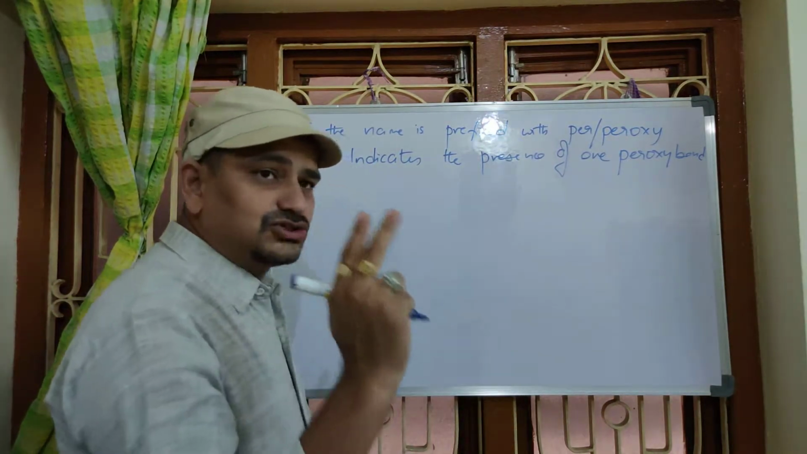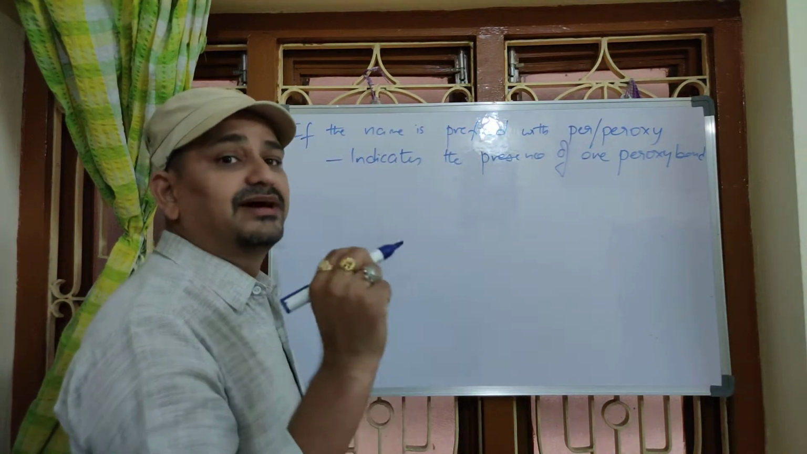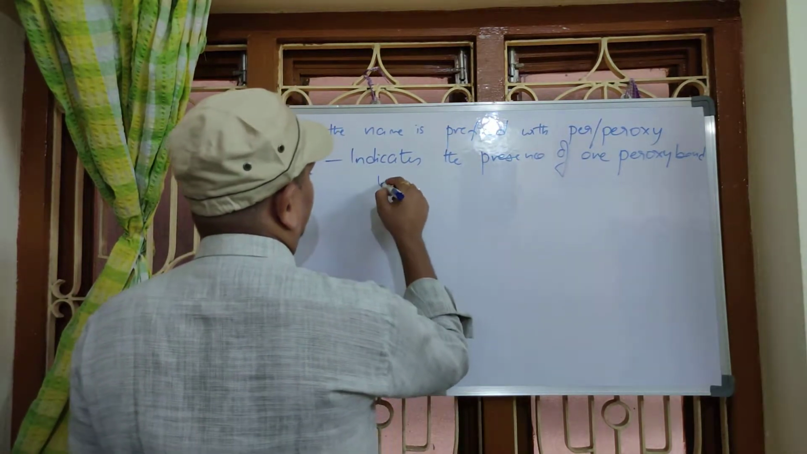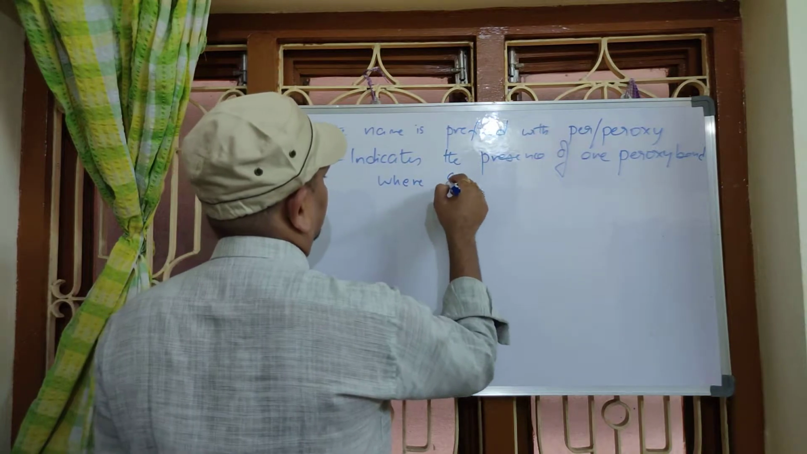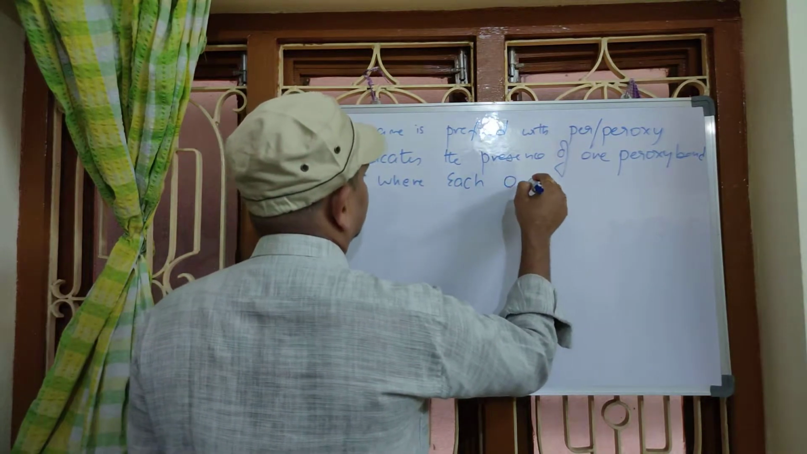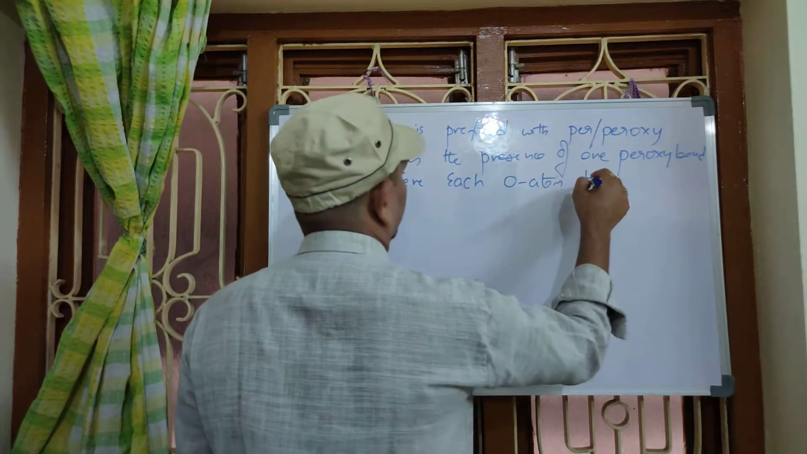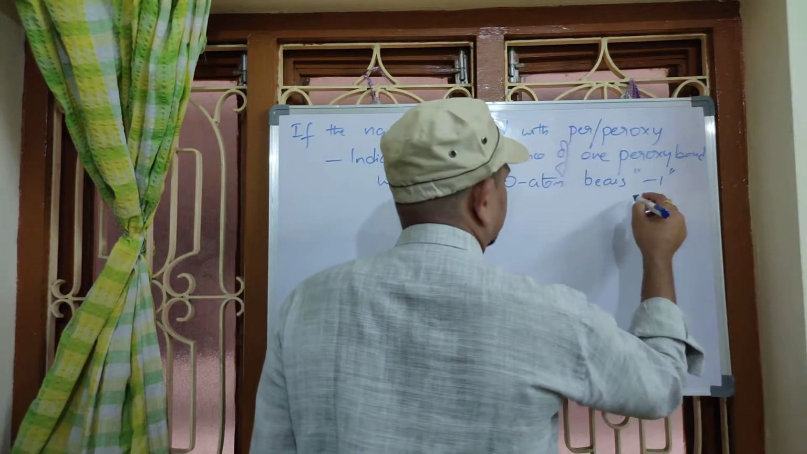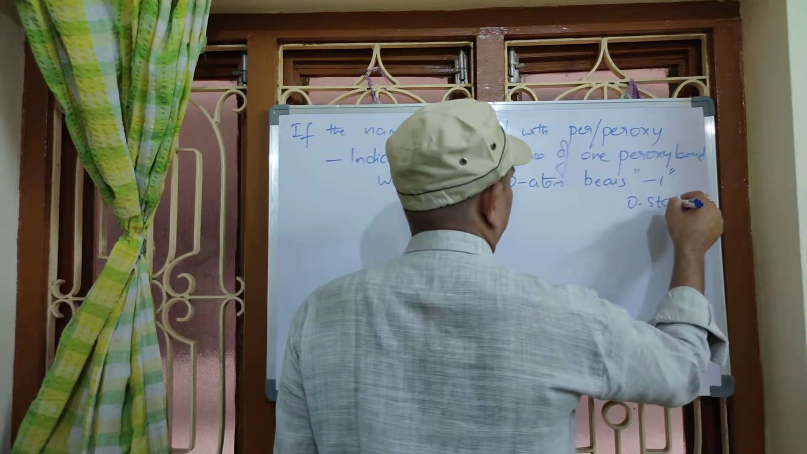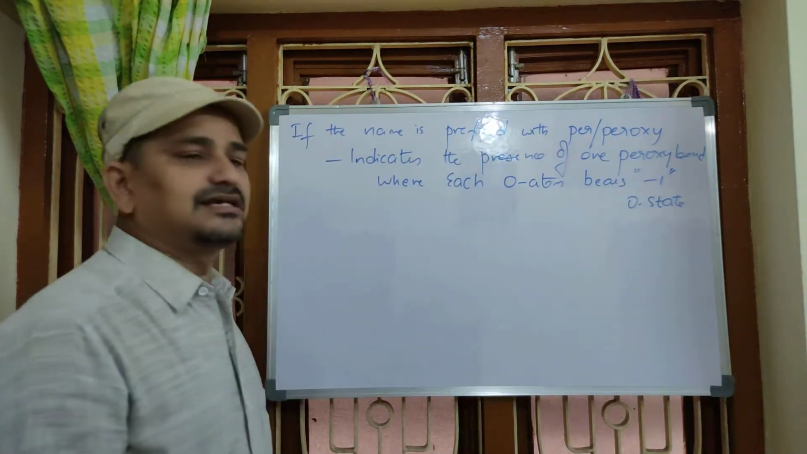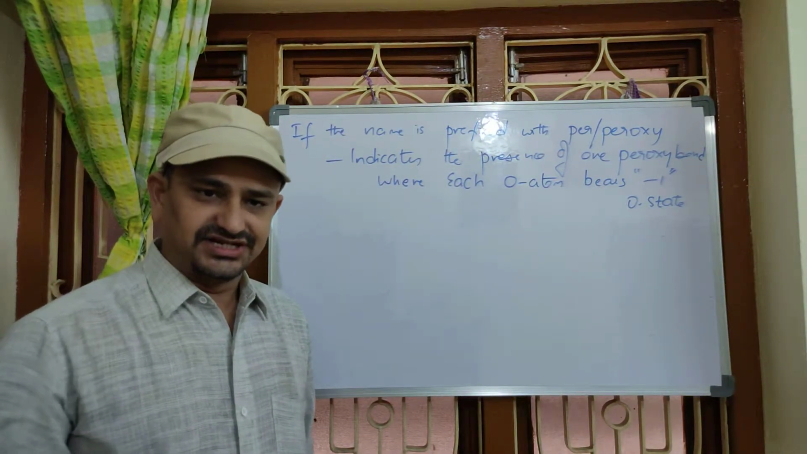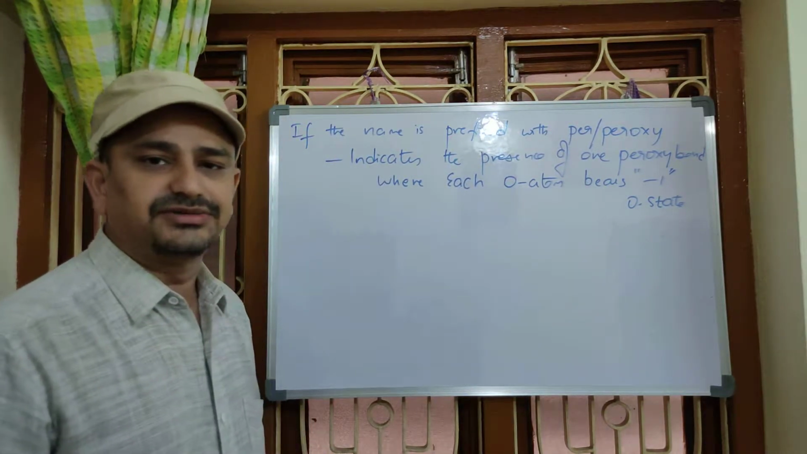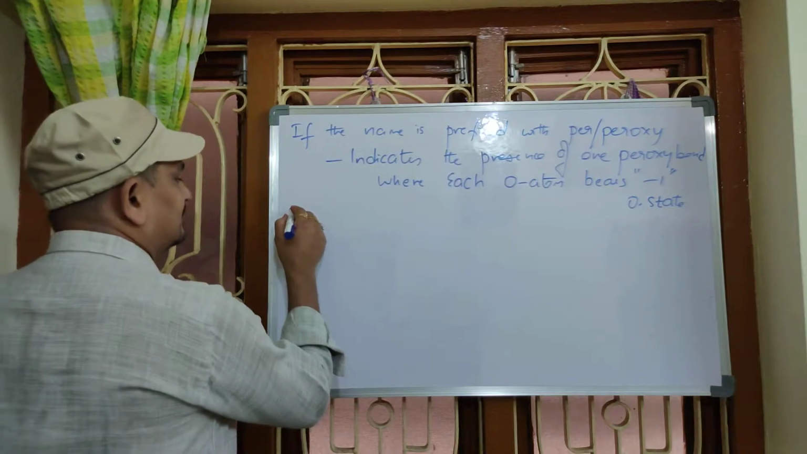So, among those 2 oxygens, each oxygen will get -1. Indicates the presence of one peroxy bond where each oxygen atom bears -1 oxidation state. Each oxygen atom bears -1 oxidation state. Okay, this point we have to remember. It is a very, very important point. Right? Now, examples on this.